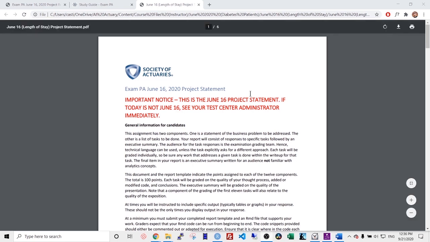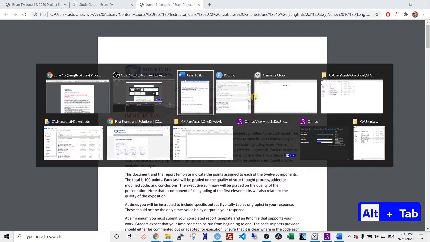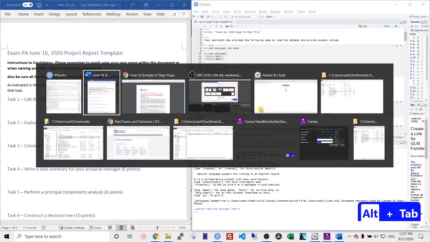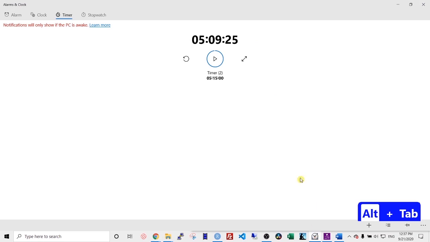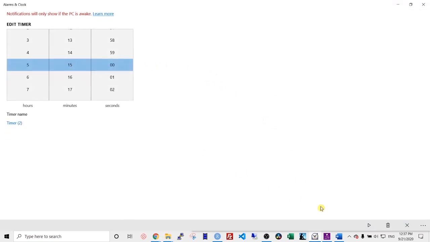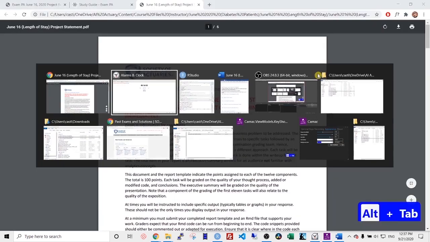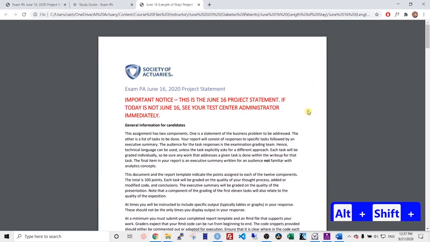To begin, you'll have the project statement. You'll also have the Word template and the RStudio template. When you work on these practice exams, it's a good idea to start a timer. Set it at 5 hours and 15 minutes, and this will let you keep track of how much time you spend on each question. The first thing that I will do is to read through the project statement.